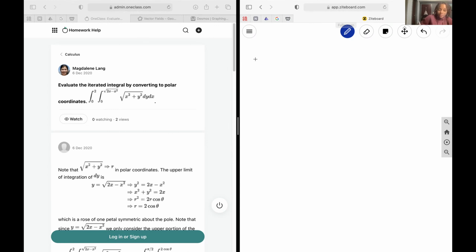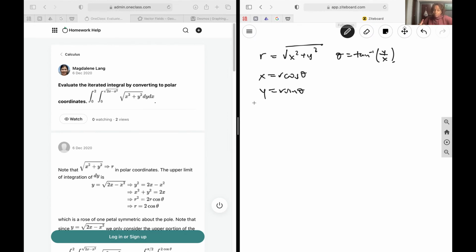Okay, so for this question, first up, let's just write down our conversions very quickly. r is equal to root x squared plus y squared. x is equal to r cos theta, y is equal to r sine theta, theta is equal to the inverse tan of y over x. So we're going to use these conversions in order to convert our iterated integral to polar coordinates. That will make the integration part a lot easier.